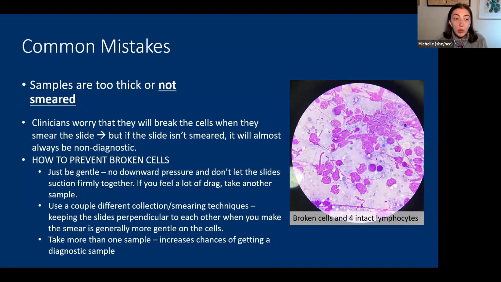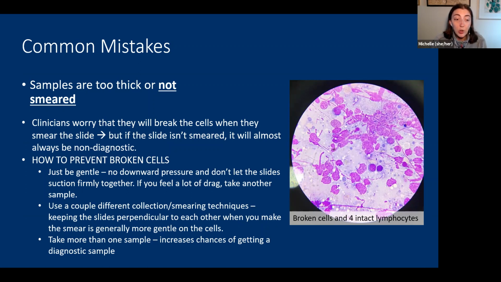So, samples that are too thick or not smeared. I think people worry that they're going to break the cells when they smear the slide, especially with lymph nodes. But if it's not smeared, I literally cannot see the cells, so it is almost always going to be non-diagnostic. There are some samples where no matter what you do, the cells are going to break, because they're fragile, because they're neoplastic, and that's just the way it is.